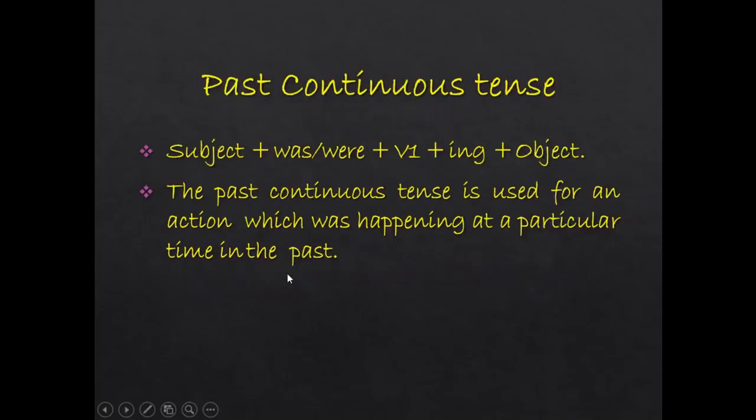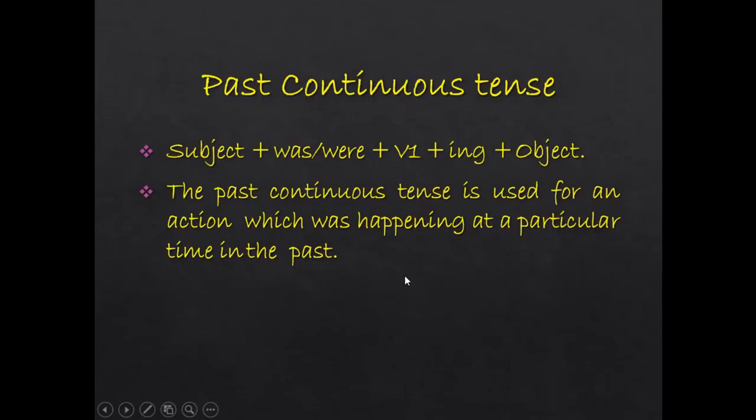Now comes the past continuous tense. To write a past continuous tense, we use the subject plus was or were plus first form of the verb plus ing plus object. When do we use past continuous tense? The past continuous tense is used for an action which was happening at a particular time in the past. It means an action was going on at the time of the report and it had already ended.